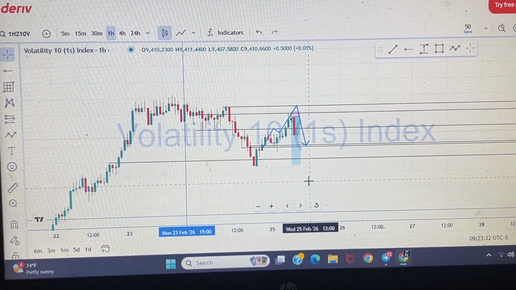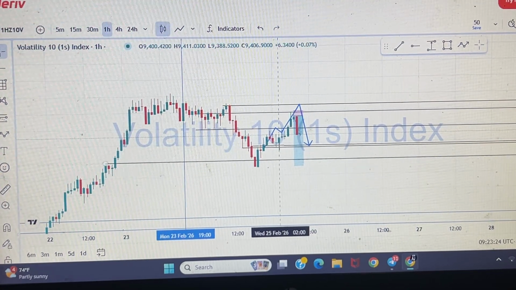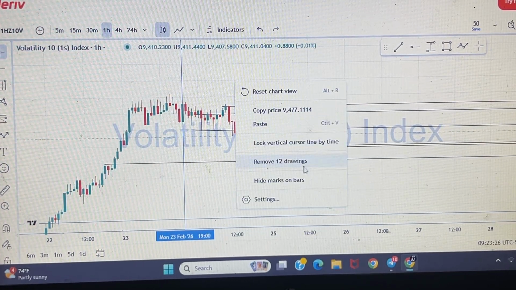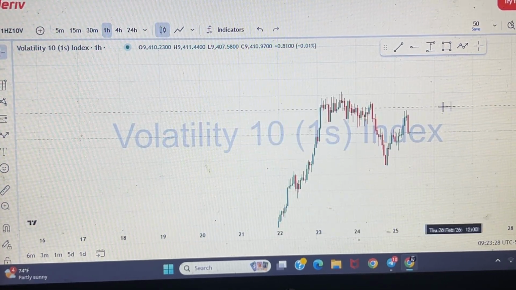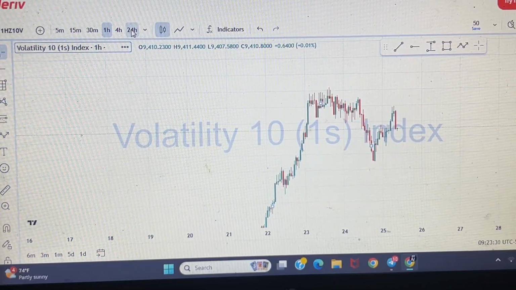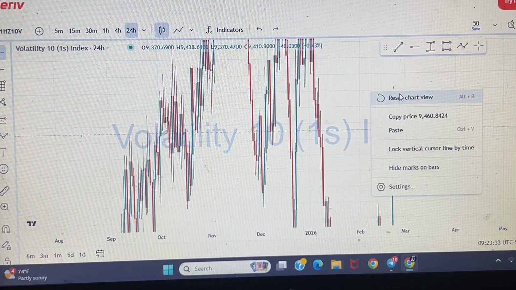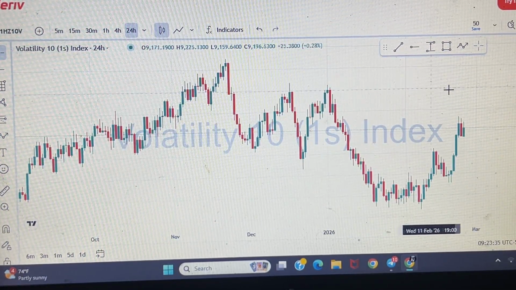So alright, let's break down this setup right here on VIX tennis. Let me zoom it in like that so you guys can see everything. Alright, so boom, let me clear off everything. So from the get-go, when you're trading the A.P.A strategy, we start from the daily time frame.